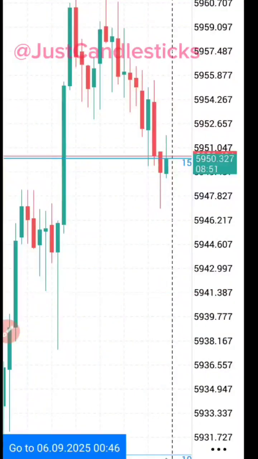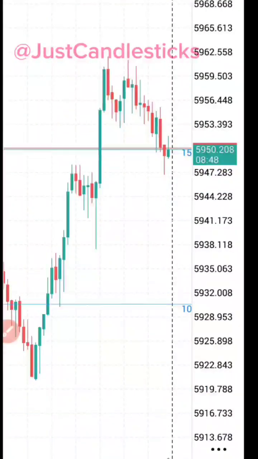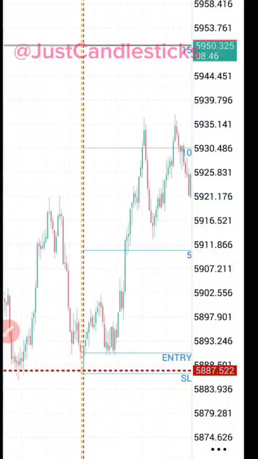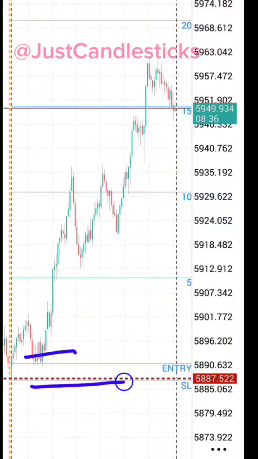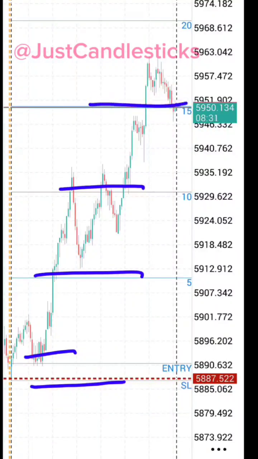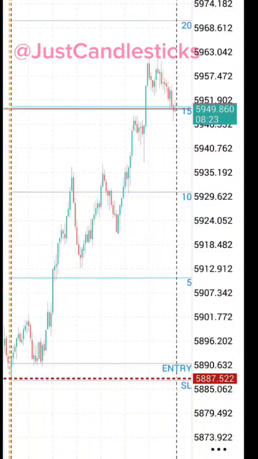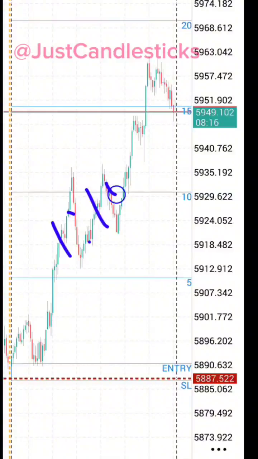So this is it. So unfortunately, our entry here, stop loss here, we have reached 1 to 5, 1 to 10, 1 to 15. We are still approaching 20. Okay, so our trade today, I didn't actually take this trade today anyway, but I missed it, but I wanted to use it to do analysis for you guys. So today we are 1 to 15.